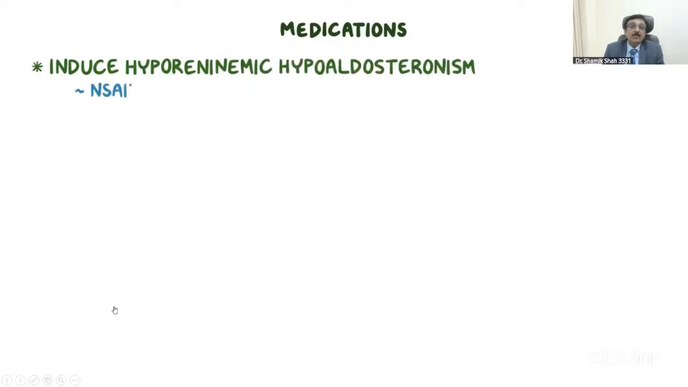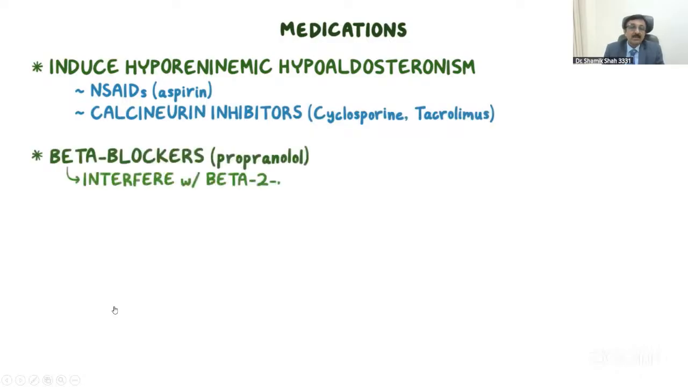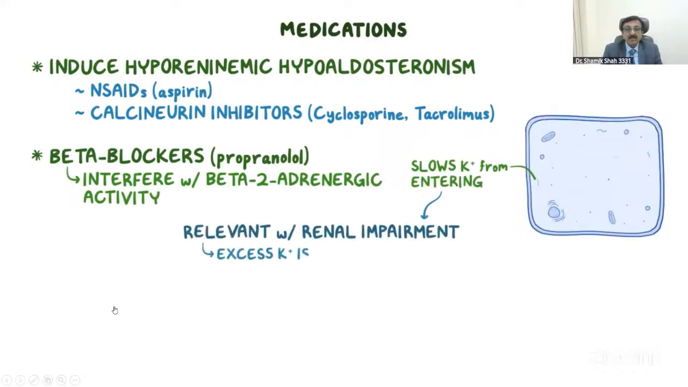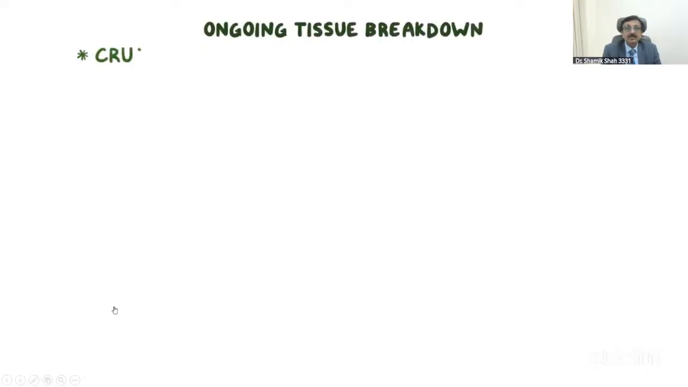When there is an induced hyporeninemic hypoaldosteronism, other medications that we can think of are NSAIDs and calcineurin inhibitors like cyclosporin and tacrolimus. Beta blockers can also cause hyperkalemia when they interfere with the beta-2 adrenergic activity, which we have seen earlier. This is relevant when the patient is having renal impairment because the excess potassium is not excreted properly. Treatment, of course, is to stop the offending medication, and if hyperkalemia is persistent, we treat it accordingly.